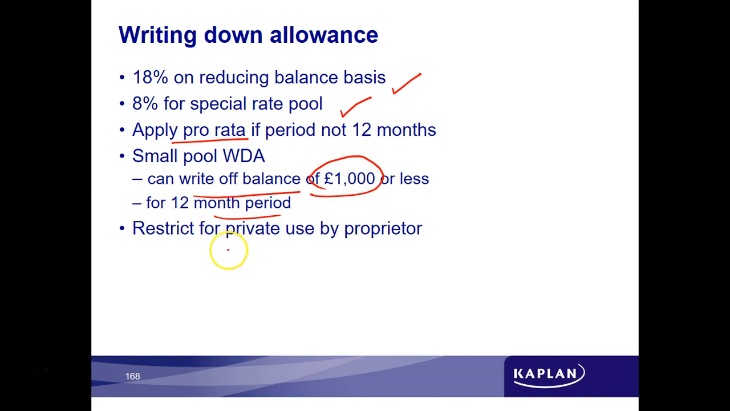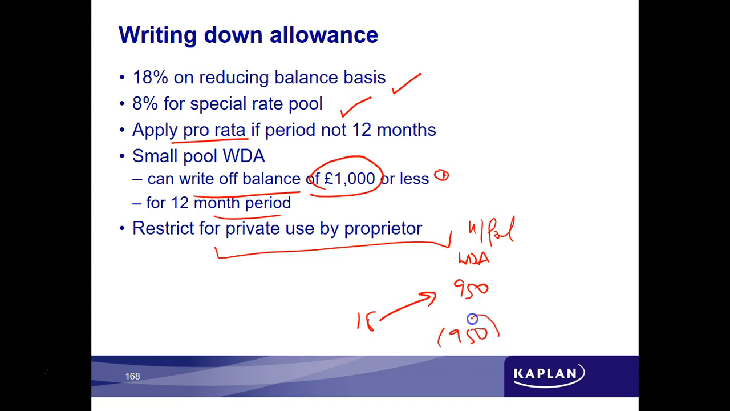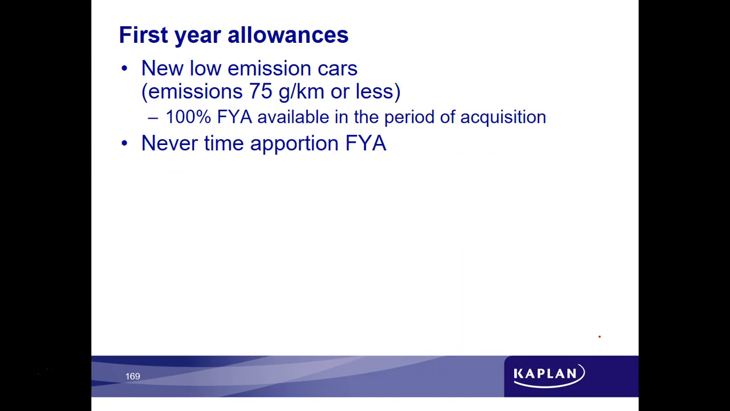Of course, this is restricted where you have private use by a proprietor, by the owner. So this is always a little quirk. Sometimes you see this in little Section A questions where the written down allowance is, say, 950, and don't be tempted to start in the main pool. So don't be tempted to start doing 18% of this. Just take the whole 950 as a capital allowance in that period.